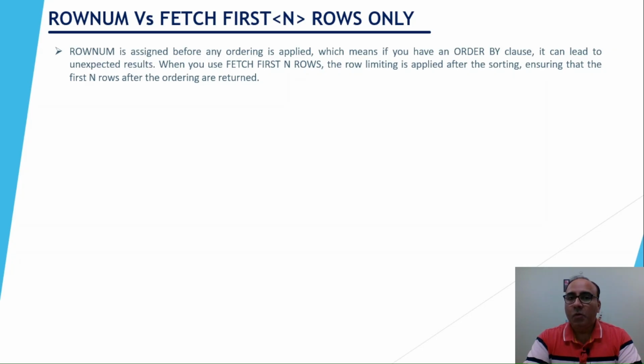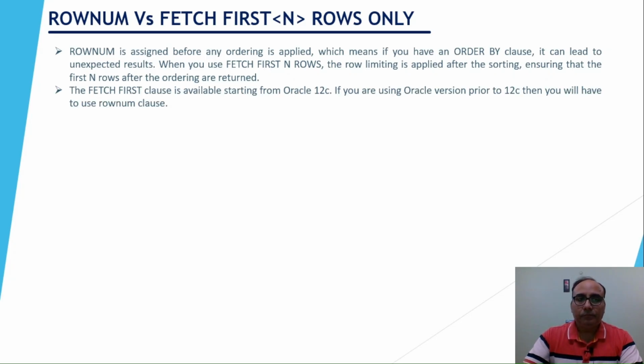So this will provide more consistency and the system will ensure that you get an accurate result for each and every execution of the query. The fetch first clause is only available after Oracle version 12c. So if we want to use a similar sort of functionality, then we'll have to go ahead with ROWNUM.